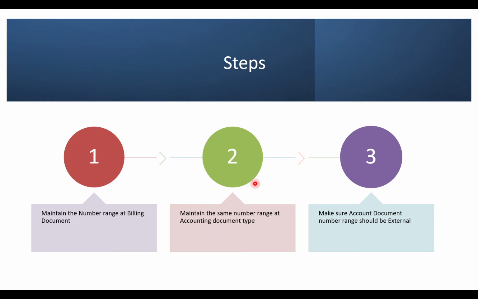The first step is that we have to maintain the number range for the billing document number. Whenever we create a billing document, one number range will be assigned. You have to maintain the same number range for the accounting document type as well. And the third point is we have to make sure that the accounting document number range is external. Then only can you get the same number, otherwise you won't get it.